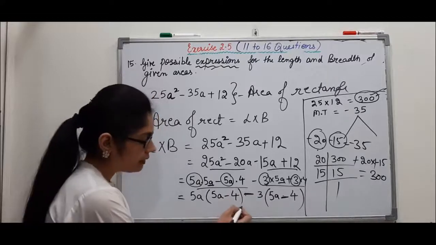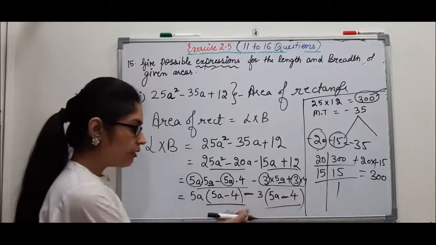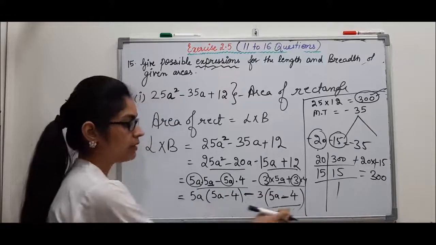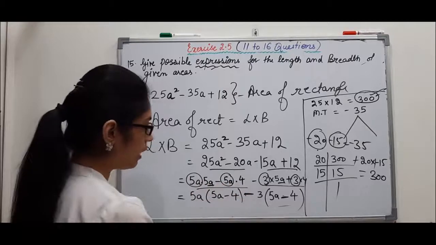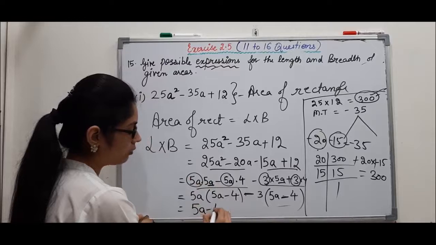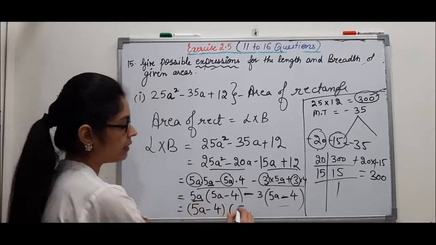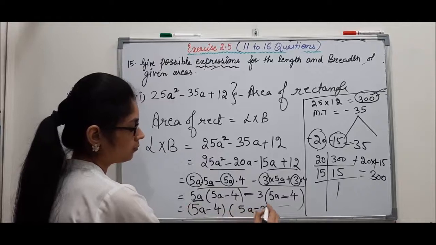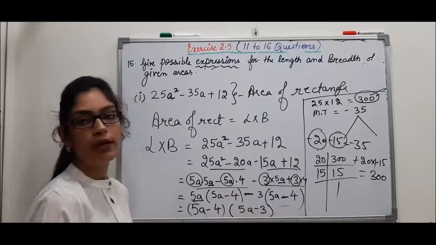And now you can see this term and this term, both the terms are the same. If you are getting both these terms the same, that means your sum is correct till here. Now you can write the same term out. Again we can take out the common term and the remaining numbers we can write as 5a minus 3. So two factors we have got, 5a minus 4 and 5a minus 3.